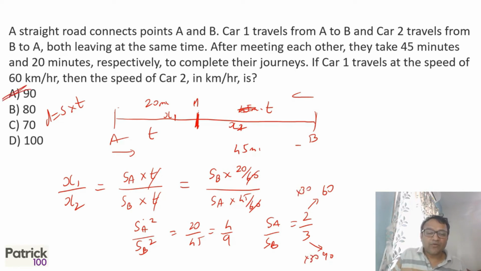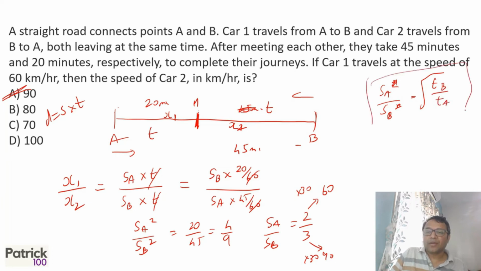Actually, this is also directly a formula: SA square upon SB square, or SA upon SB, equals the square root of the time taken by B upon the time taken by A after meeting. But I normally don't recommend learning formulas. If you just understand this ratio of distances, because in time per distance the ratio becomes important, this can be solved equally fast.